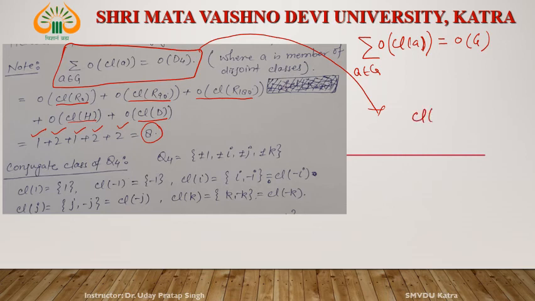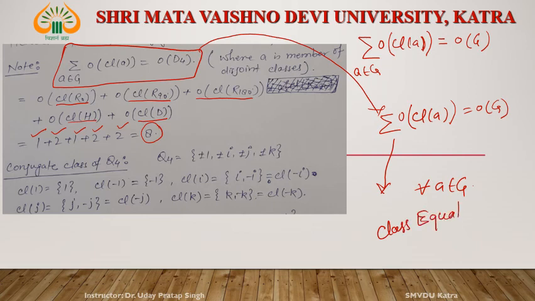It means this equation says: first evaluate CL A for all A belonging to G, take the order of every CL A and take the summation, and this is nothing but the order of G. Later on we will study that this is the class equation. This is the class equation.